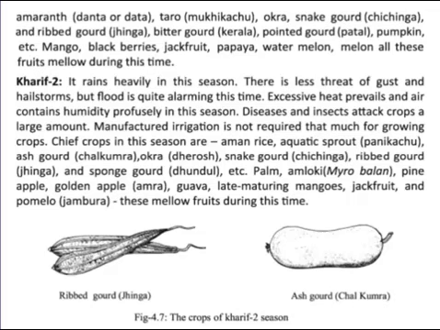And seed crops in the season are aman rice, aquatic sprout, panikochu, and sprout. That means chalkumra, okra, dharosh, snake gourd, sisinga, ridge gourd, jhinga, and sponge gourd, dondul, etc. And farm amloki, we will say the gooseberry, pineapple, golden apple, ambra, guava, and late maturing mangoes, and jackfruit and pomelo, jambura, and these fruits mellow during the season. In the Kharif, we will see this type of hot temperature crops.